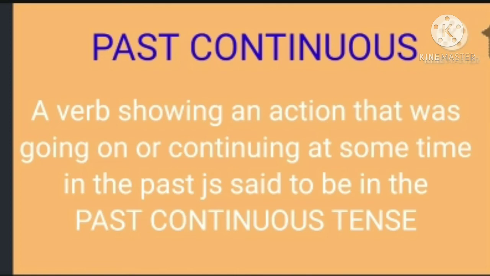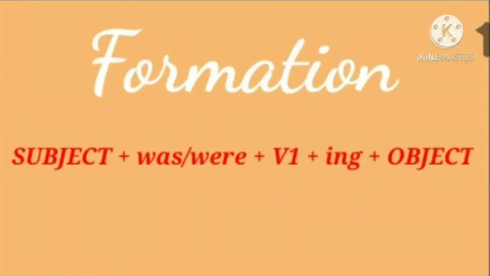Let us see. So the formation of the past continuous will be what? First we write the subject. After the subject we have to write was or were. So again here there are two options. Was will be when your subject is singular, and were will be when our subject is plural.